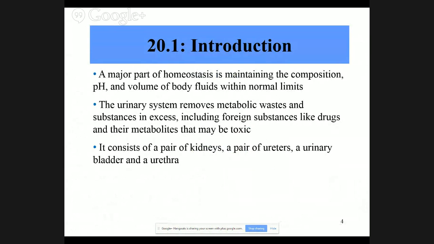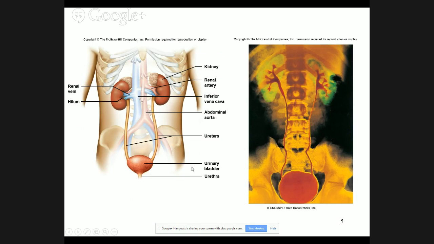So Chapter 20 in the introduction talks about homeostasis, maintaining the composition, pH, and volume of body fluids within normal limits is one of the functions of homeostasis. The urinary system removes metabolic wastes and substances, including foreign substances like drugs and their metabolites that might be toxic to the body. The urinary system consists of a pair of kidneys, a pair of ureters, a urinary bladder, and a urethra. And this slide shows the different parts of the urinary system.